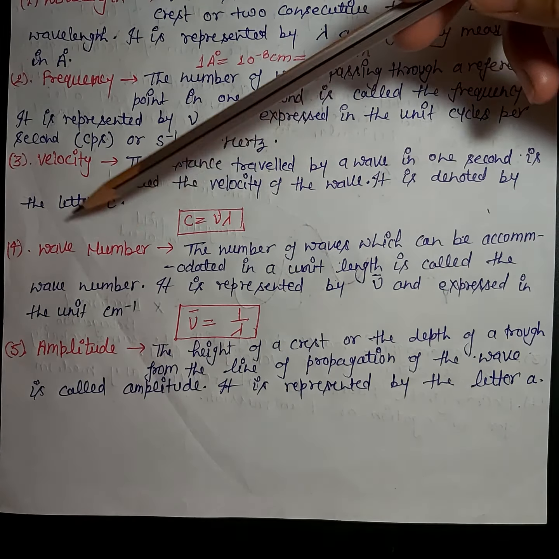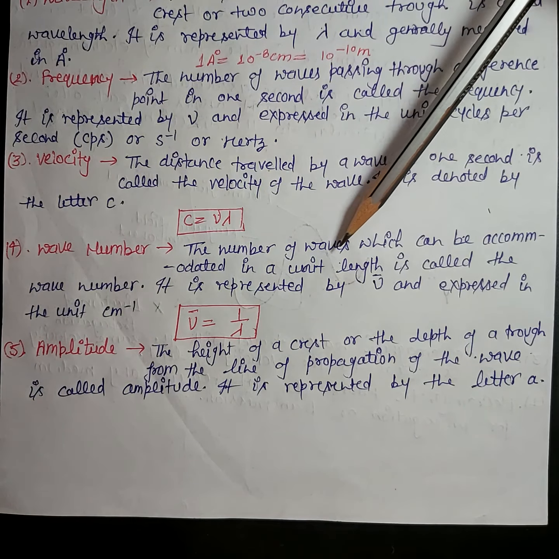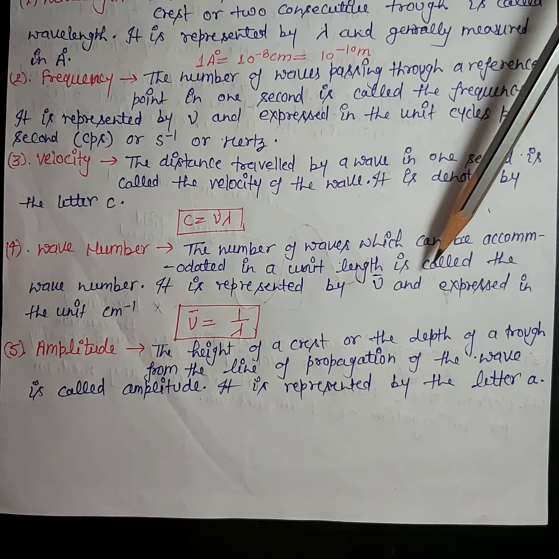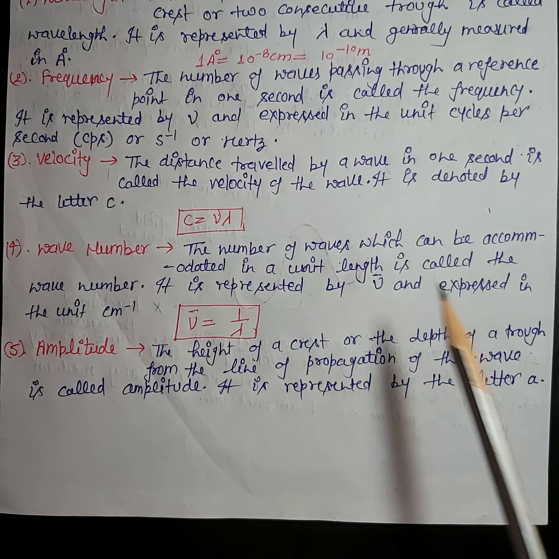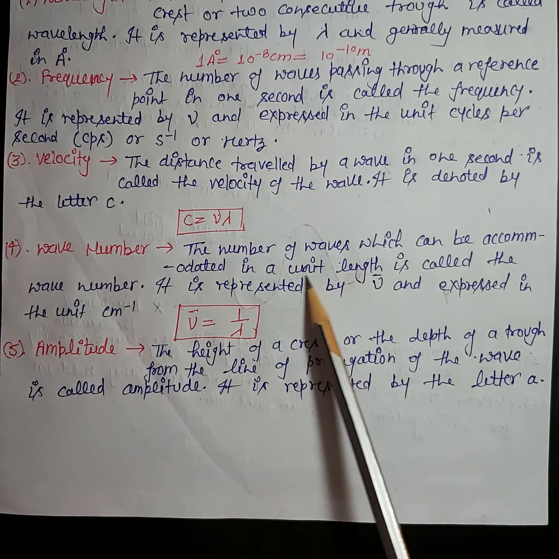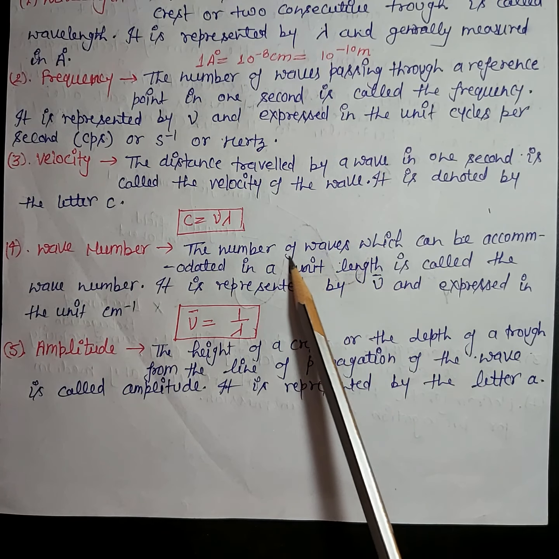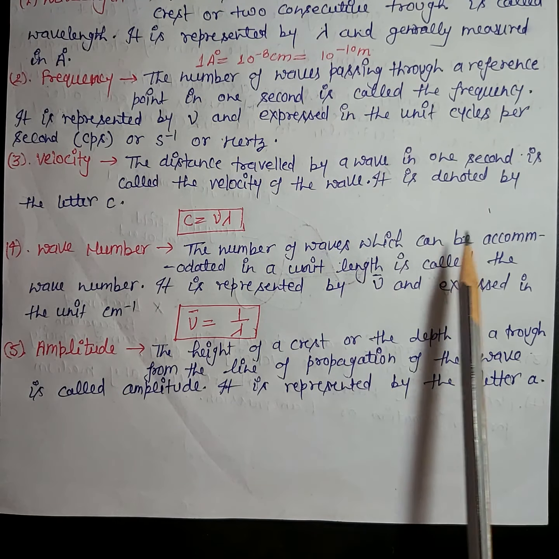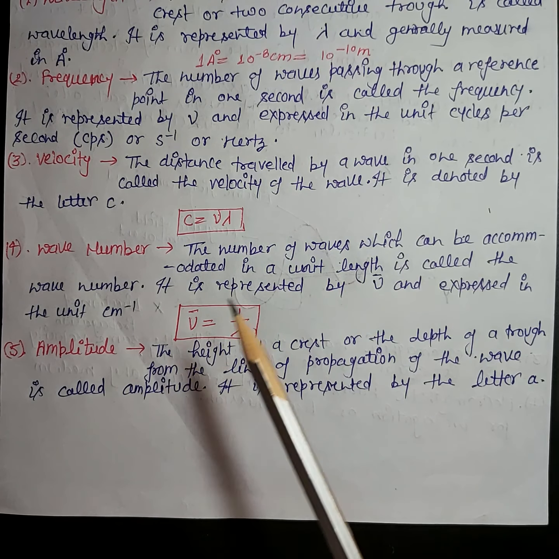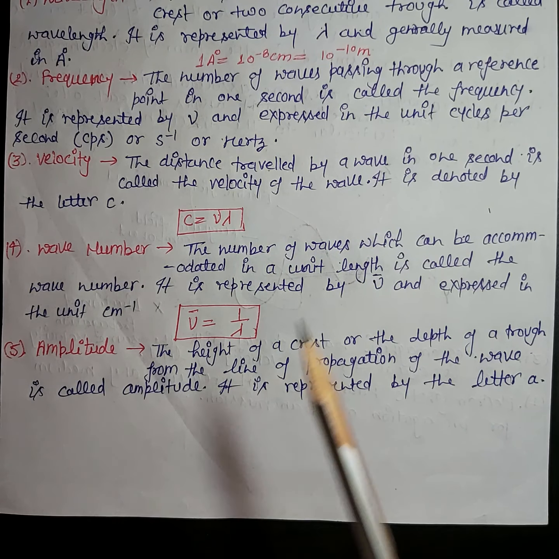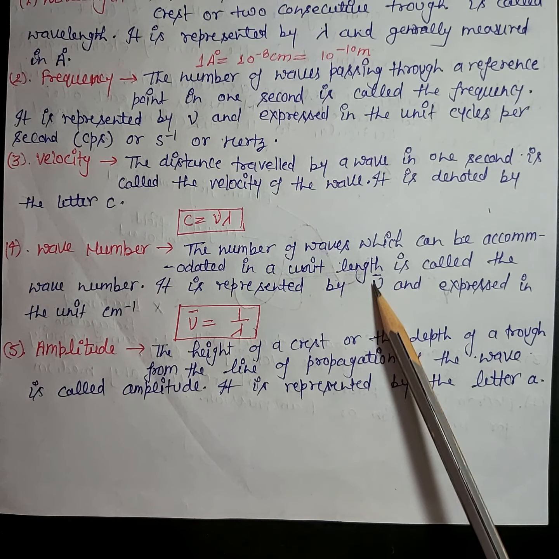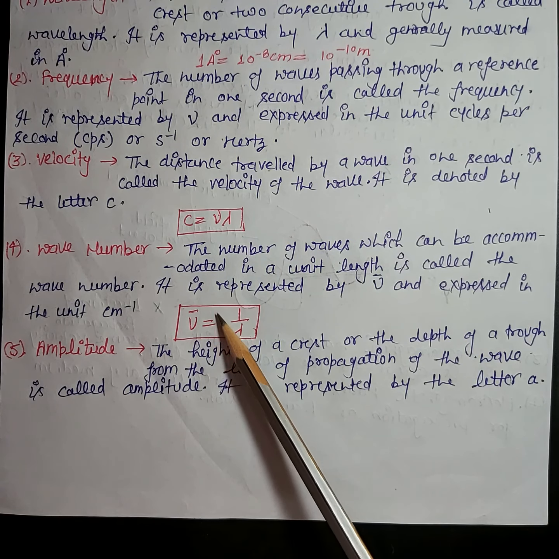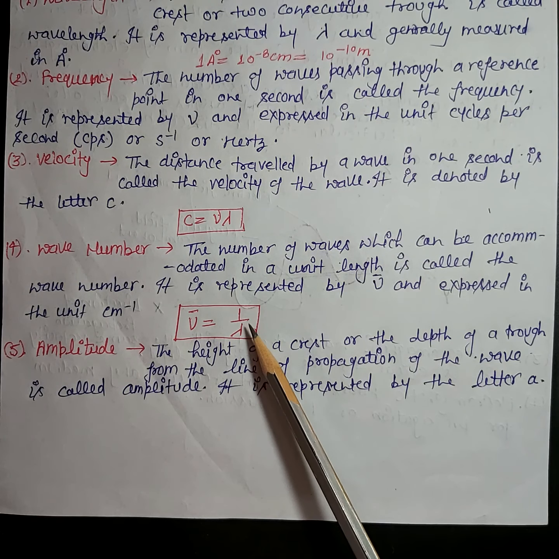Next is wave number. What is wave number? The number of waves which can be accommodated in a unit length is called wave number. So here the length is fixed, and the number of waves which can be accommodated in this particular length is known as wave number. It is represented by nu bar and expressed in centimeter inverse, and the formula is nu bar equals 1 over lambda.